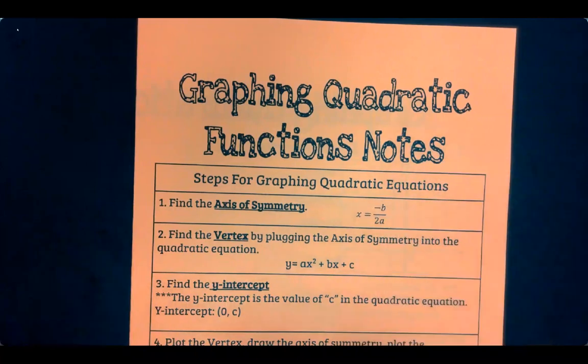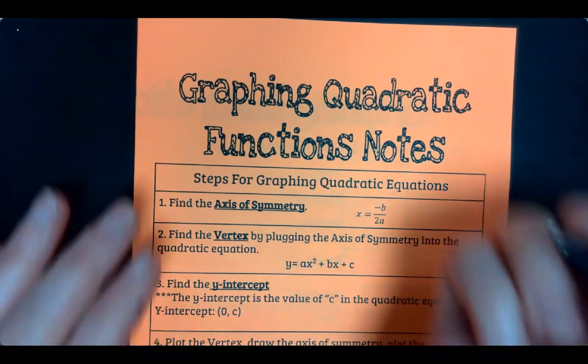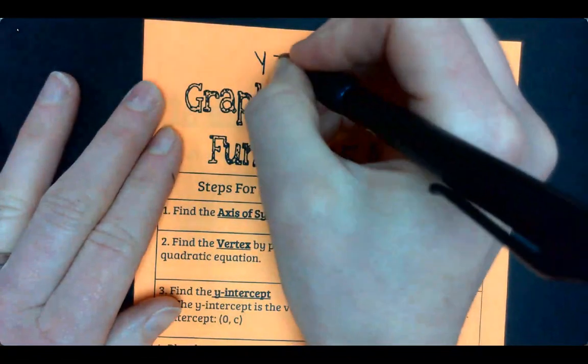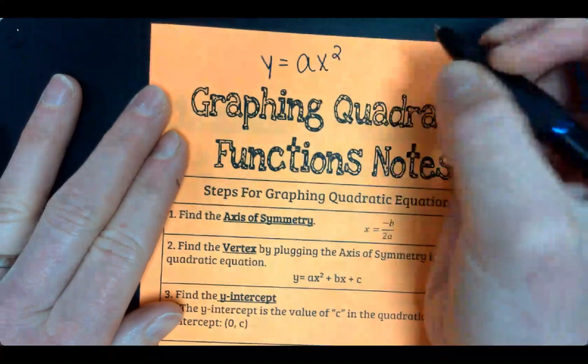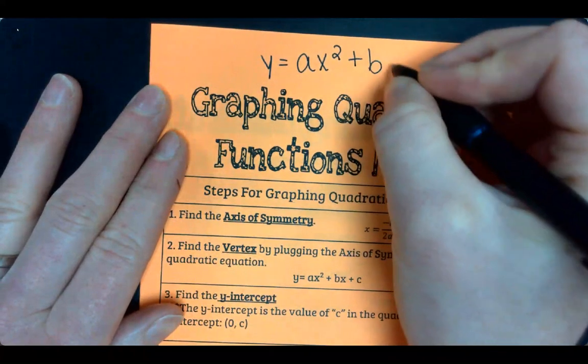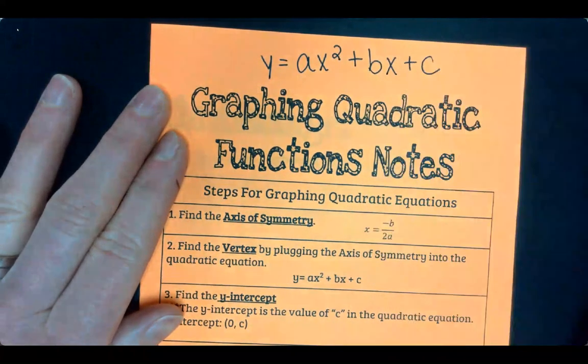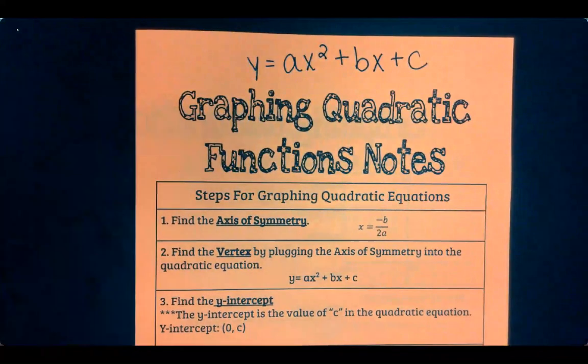We are going to practice graphing quadratic functions by hand, but also in our calculator. So something I need you to write down on the top is the standard form of quadratics: y equals ax squared plus bx plus c. This is called standard form.